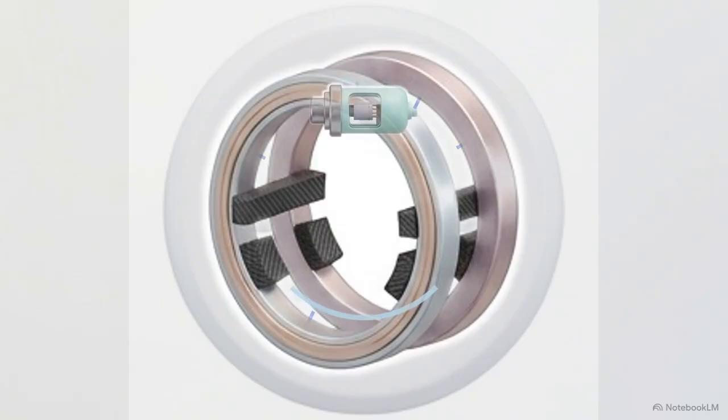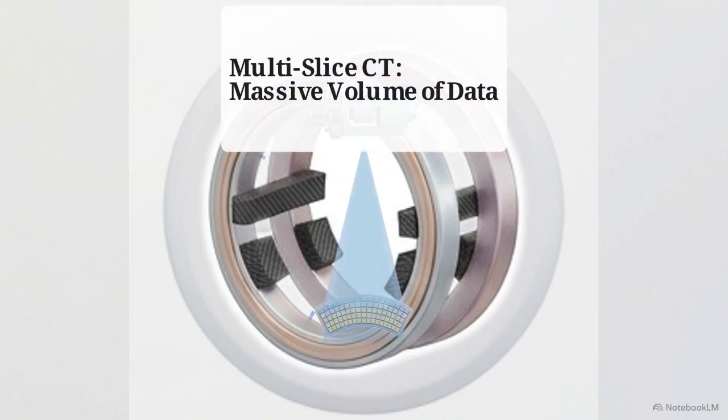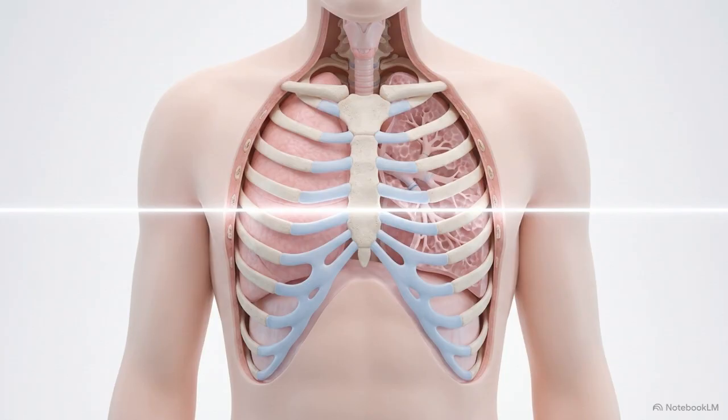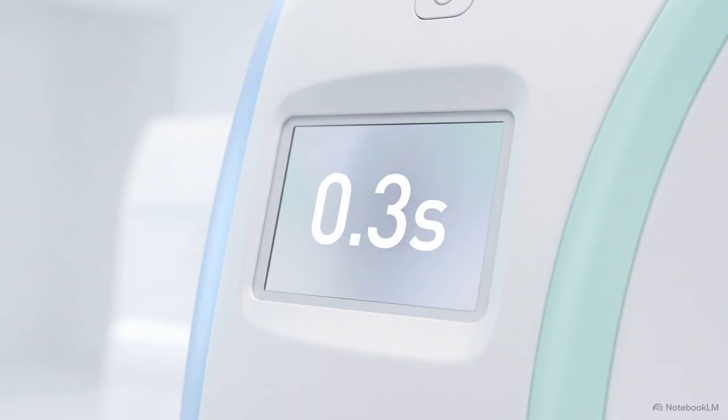Instead of a single row of detectors capturing one slice per rotation, multiple rows capture dozens or even hundreds of slices simultaneously, processing a massive volume of data in a fraction of a second. Combining continuous slip ring rotation with multiple detector rows allows us to image an entire human chest in a single breath hold. We gather complete anatomical data sets with minimal motion blur, exactly when every second counts.